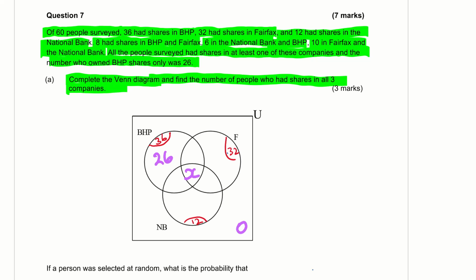Now, if 8 have shares in BHP and Fairfax, that means in total that bit must be 8. So this is going to be 8 take away X in that bit. In a similar way, this must be 6 take away X, and this must be 10 take away X.